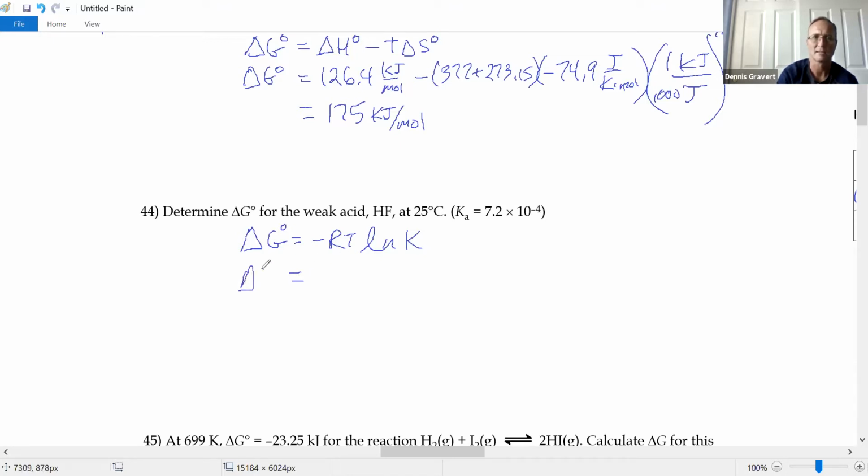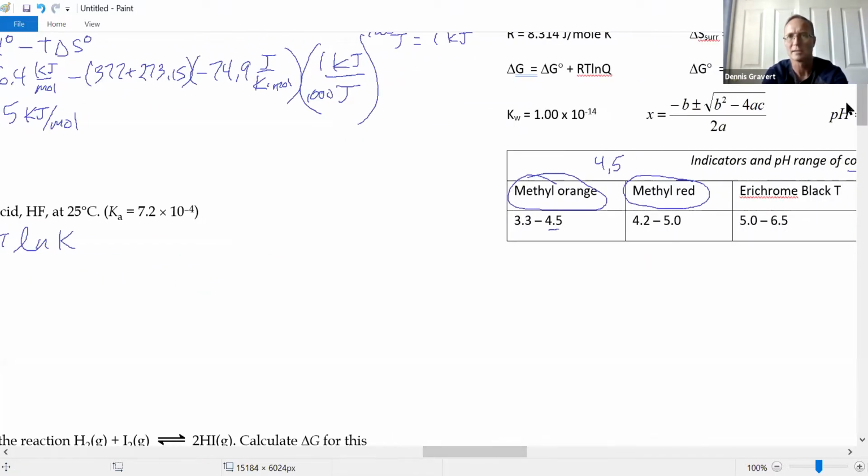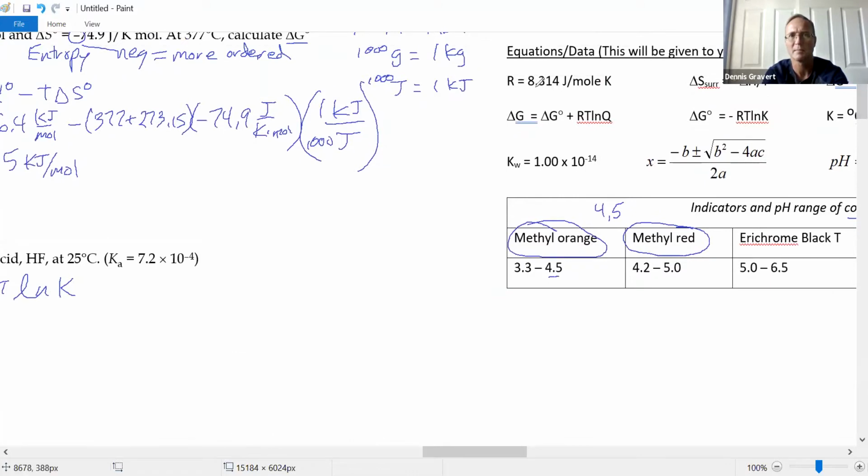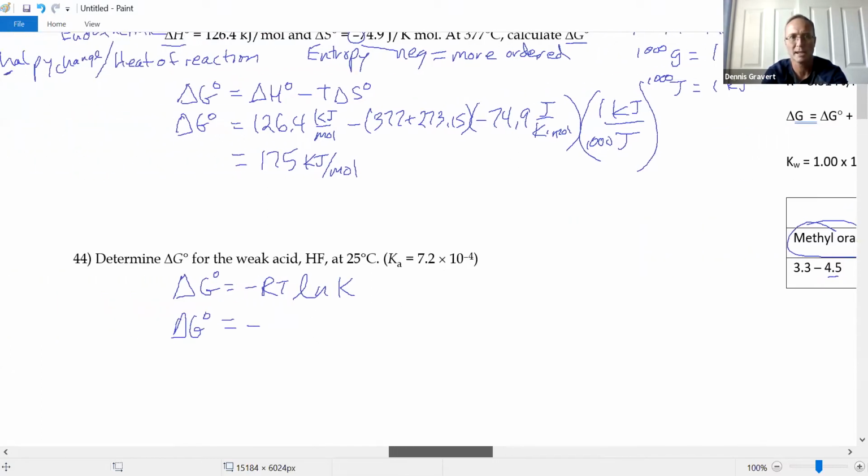And that delta G is going to equal negative R. I don't think you have to memorize that one. There it is. It's right at the top. It's 8.314 joule per mole Kelvin, or 8314 if you're using kilojoules, there's a point here. Joule per mole Kelvin.